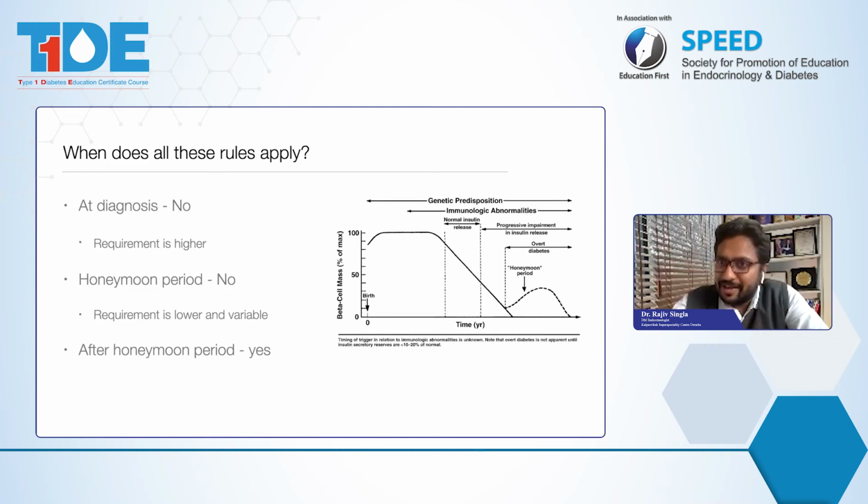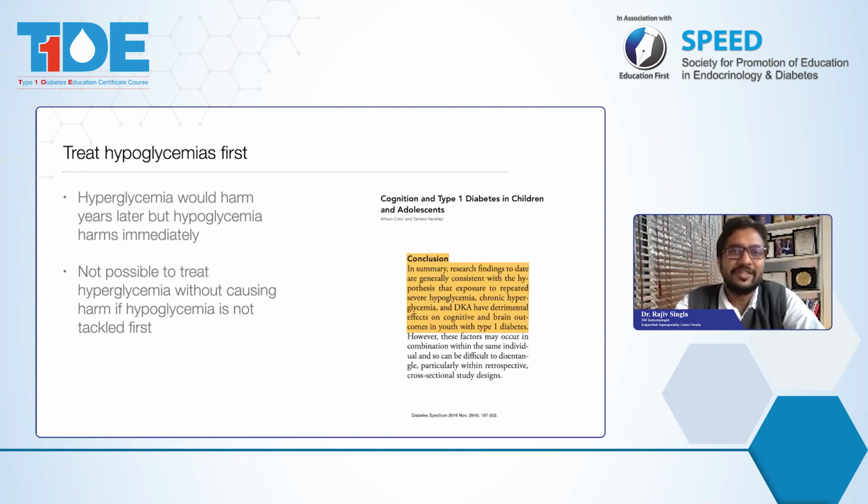Do these rules apply at all phases of type 1 diabetes? No, they do not apply at diagnosis or in the honeymoon period. At diagnosis, we may require much higher doses than 0.8 units per kg per day. In the honeymoon period, we may require lower doses, because there is some amount of insulin that is still secreted by our body from inside. So then we may require fewer units of insulin than otherwise. After the honeymoon period is over, of course everybody requires the same units as we discussed.